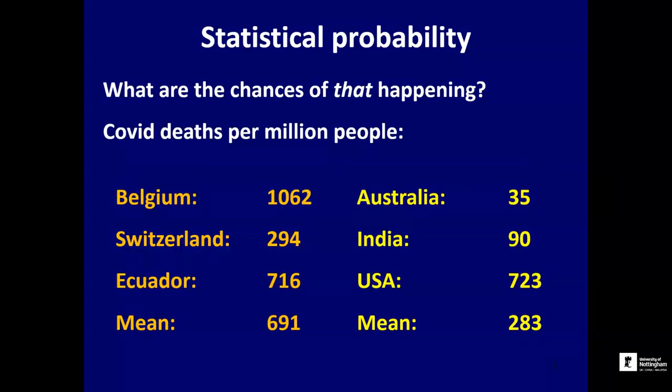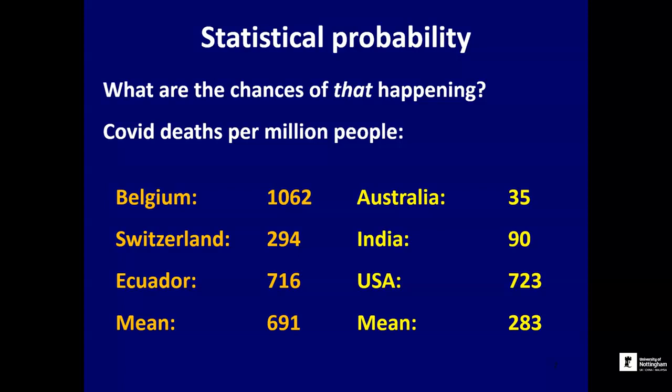So I sampled 3 countries which are well known for producing excellent chocolate: Belgium, Switzerland and Ecuador. And then I sampled 3 countries which, in my experience, produce rubbish chocolate. No offence if anybody's from Australia, India or the US here, but when I've had chocolate in those 3 countries, I have found it wanting, sadly. So I thought, let's look at the death rates in those countries and see if there's any difference.